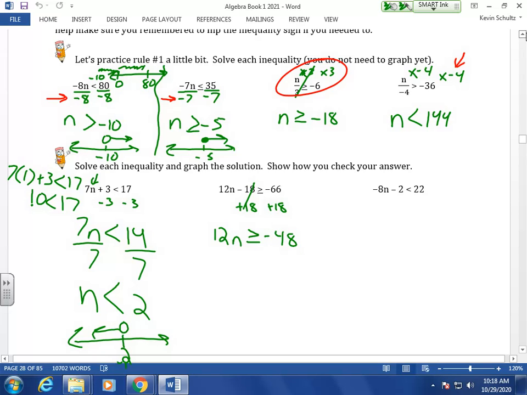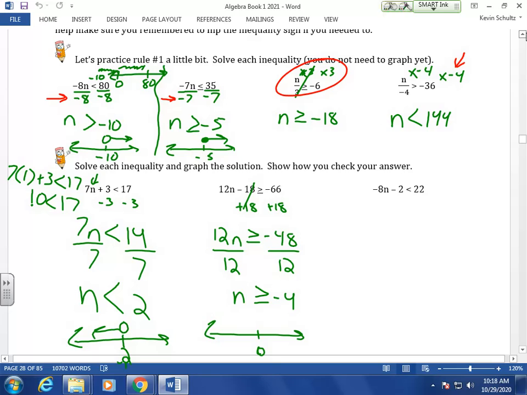Second step, divide by 12. Are we flipping our sign? No. And we're not flipping because what we're dividing by is a positive number. We're dividing by positive 12. That negative 48, the sign of that didn't change. It's still negative. So the sign doesn't change either. So n is greater than or equal to negative 4.